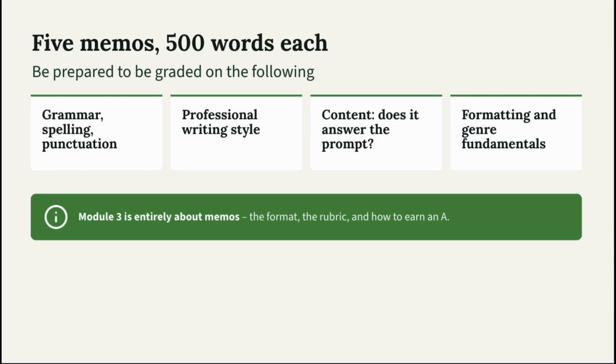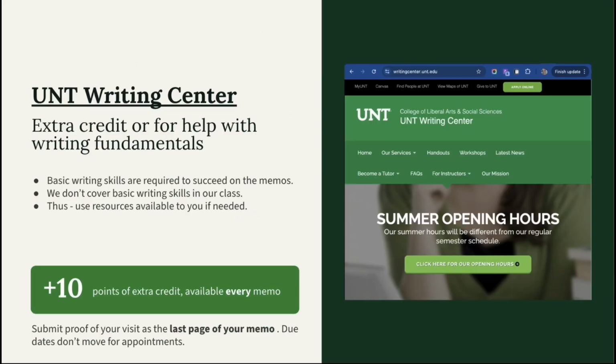We will dedicate Module 3 to talking entirely about what memos are, how to write them, things to look out for, and understanding the rubric so that you can make a good grade. Last but not least, with each memo assignment, you have the ability to earn 10 points of extra credit per assignment by taking your memo to the Writing Center at UNT before it's due, and having a one-on-one tutoring session to help you improve your grammar, provide some critiques, work on your layout or your organization. We don't have any modules in our course dedicated to teaching basic writing skills.